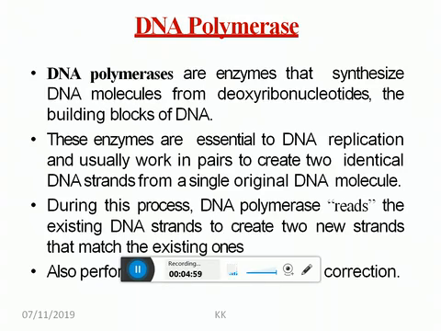During this process, DNA polymerase reads the existing DNA strand to create two new strands that match the existing one. This is also repair and corrections. The DNA polymerase enzyme is used to synthesize DNA molecules. What is the role of the DNA polymerase? It is used to synthesize the DNA molecule from the deoxyribonucleosides.